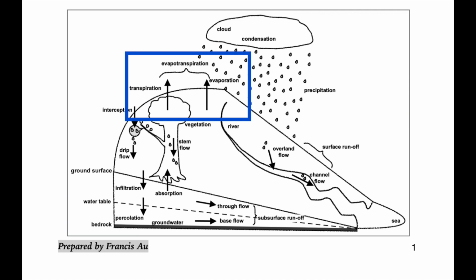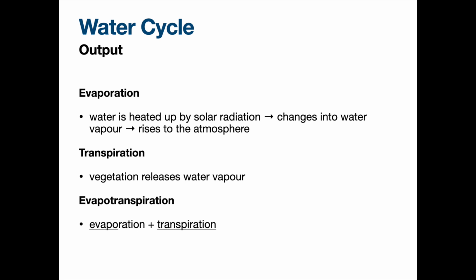So if it is evaporation, we say it is all the water changing from liquid form to gas form on all surfaces on Earth except vegetation. So if we get water from soil, from rock, from the river, from the sea, we call that evaporation, the output of those surfaces, evaporation. But if it is from the vegetation cover, and vegetation cover only, we call that transpiration.